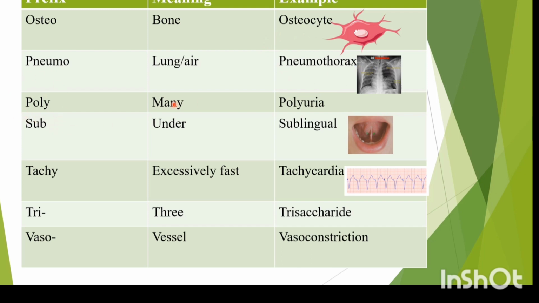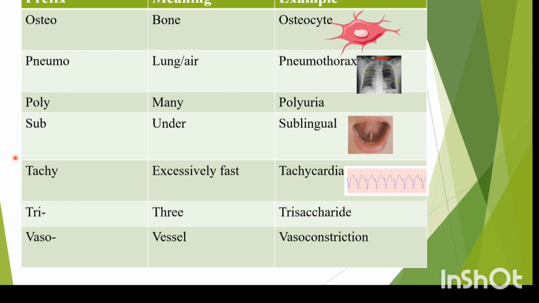Next one is poly. Poly means many. Example, polyuria. That means if a person has repeated urination, that condition is called polyuria. Next one is sub. Sub means under. Example, sublingual. That means the location below the tongue is called sublingual position.